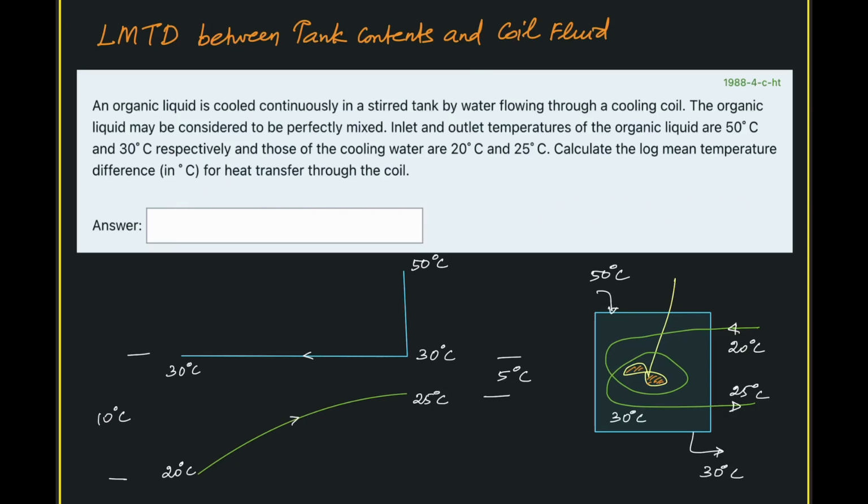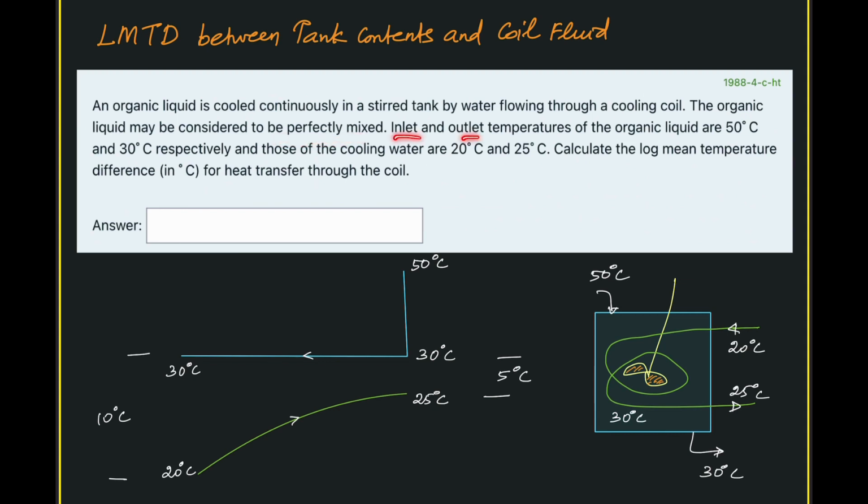This problem is about finding the LMTD between tank contents and a coil fluid. Let us read the problem statement. An organic liquid is cooled continuously in a stirred tank by water flowing through a cooling coil. The organic liquid may be considered to be perfectly mixed.